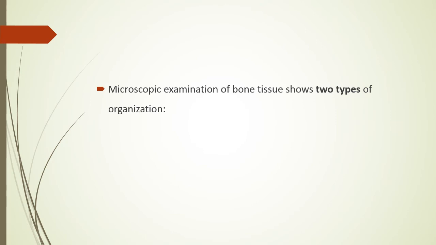Microscopic examination of bone tissue shows two types of organization: lamellar bone, which is the mature bone found in adults, and woven bone or immature bone, usually found in the fetus. We will start with the lamellar bone.